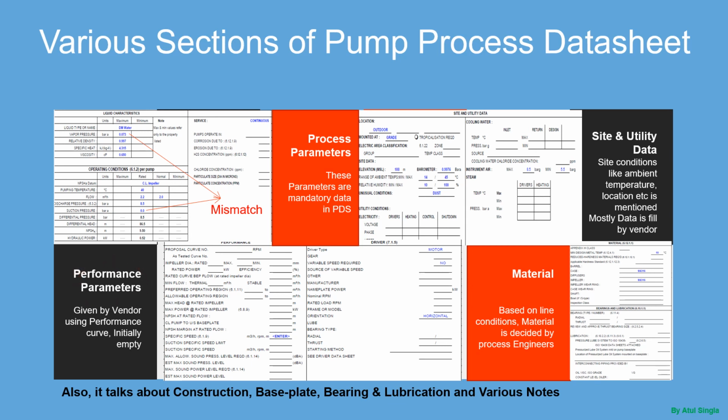Again, performance parameters will be decided by the vendor only at the time of design, but this section is there so that this section goes to the vendor and he has to fill that. Along with the material section, where we will be listing out what kind of material will be there, right? This is something which is decided by the process engineers and it goes to the vendor for further design. Along with that, there will be a few sections related to construction, base plate, which are filled by the pump vendor only. So this is something related to the process data sheet, so that we can visualize what kind of data and what kind of formats are there and how we proceed with preparing such data sheets.